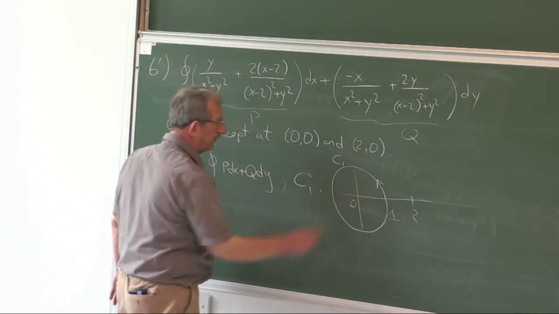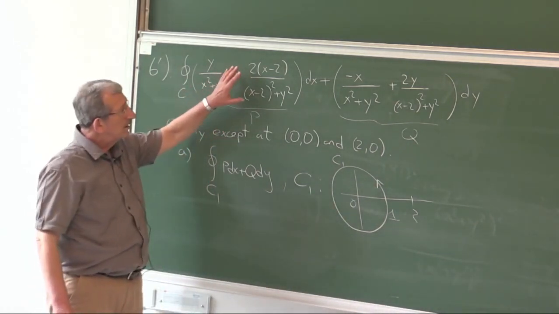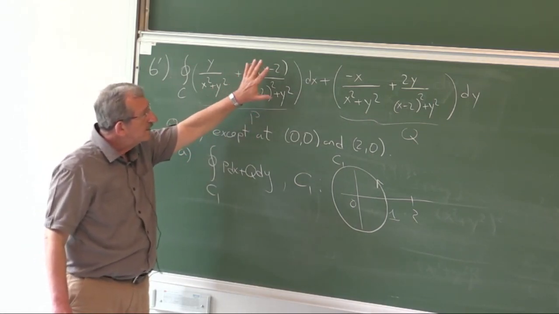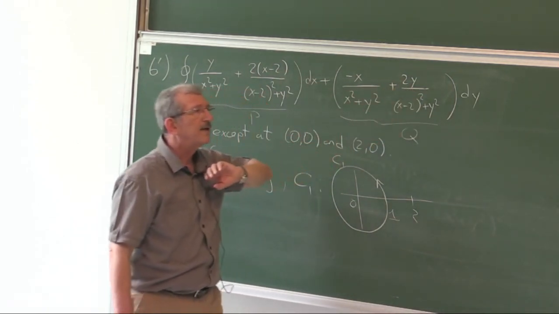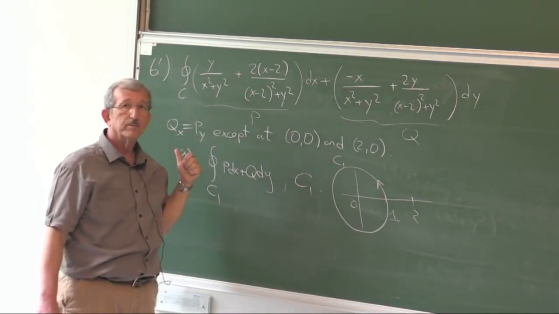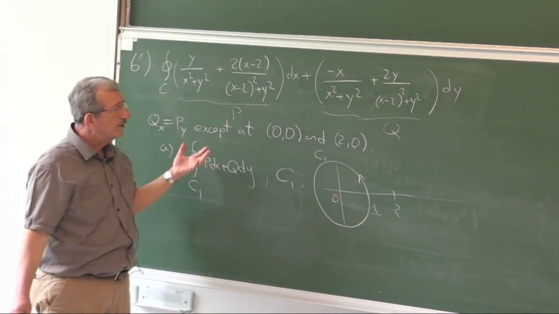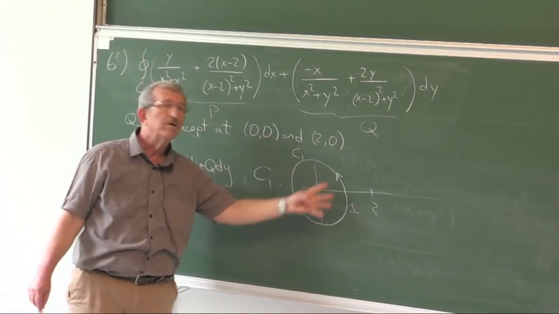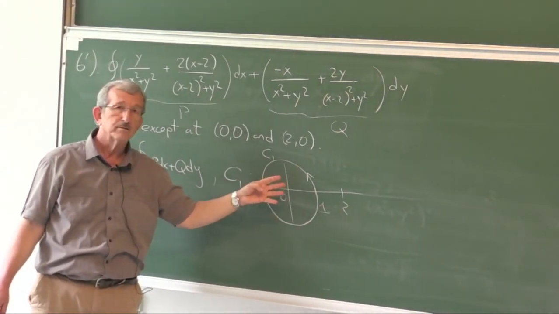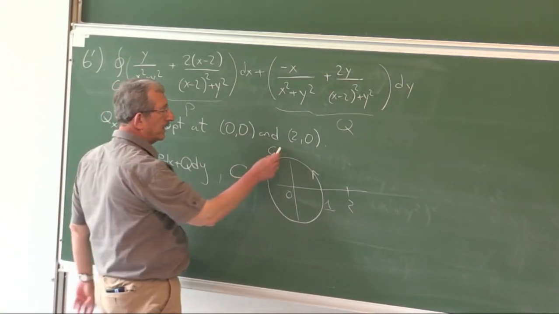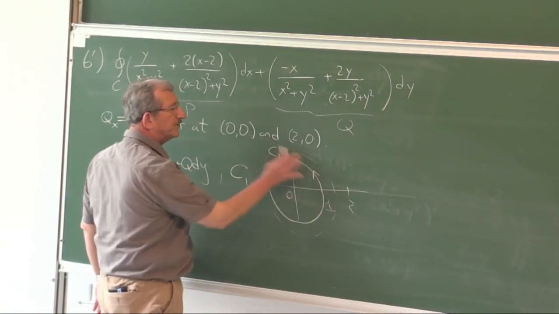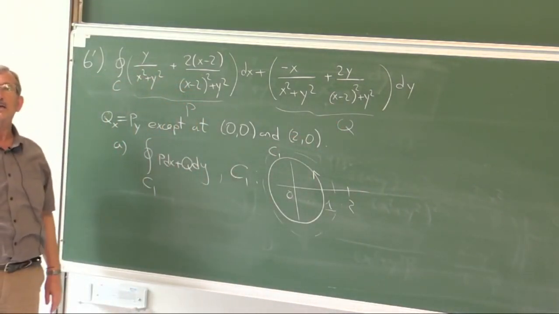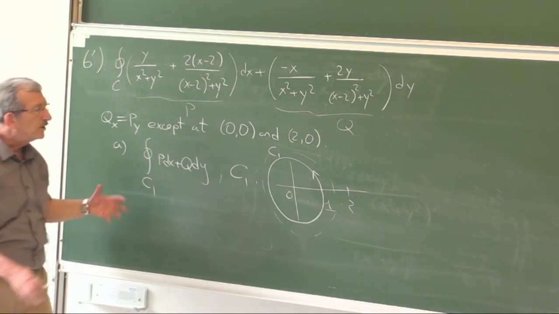Well, you can calculate that because of the following. Firstly, the second terms added together give you 0. Why is that? Well, because it's exact. And the bad point, (2, 0), is well outside of this curve. It's not inside it. So I can take a region like this. In this region, the second parts are exact, and Green's theorem is applicable to that part. So that will give you 0.